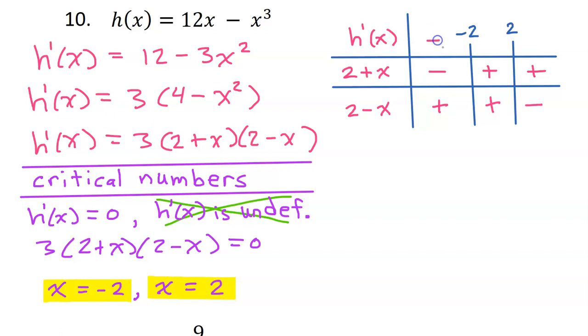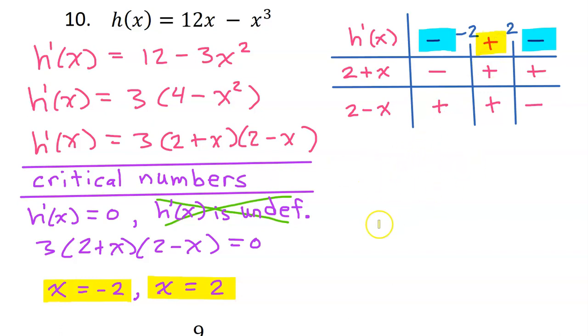That's a negative. In the second column, this would be a positive times a positive, which would be a positive. And the third column, positive times a negative, is a negative. Remember, our overall goal was to find where function h is increasing or decreasing. H will be decreasing wherever h prime is negative, and h will be increasing where h prime is positive.